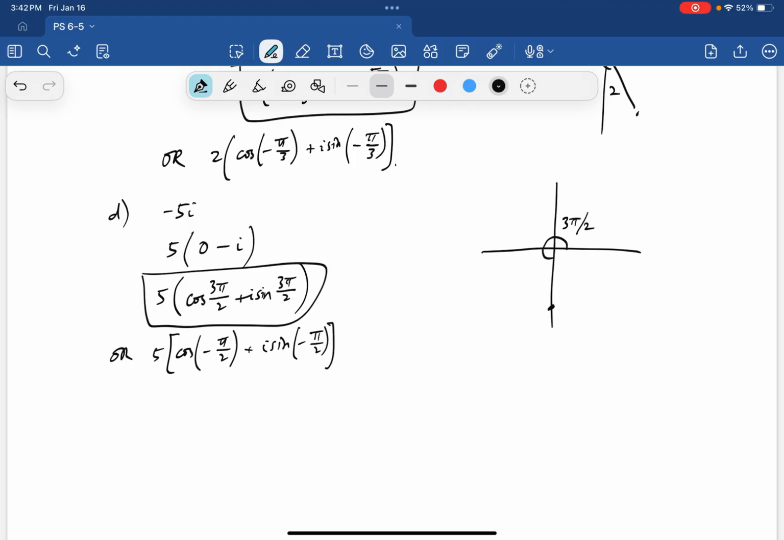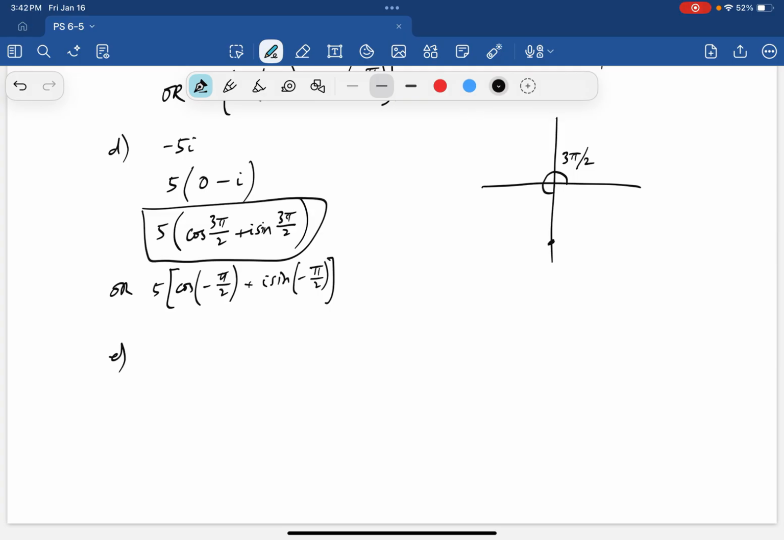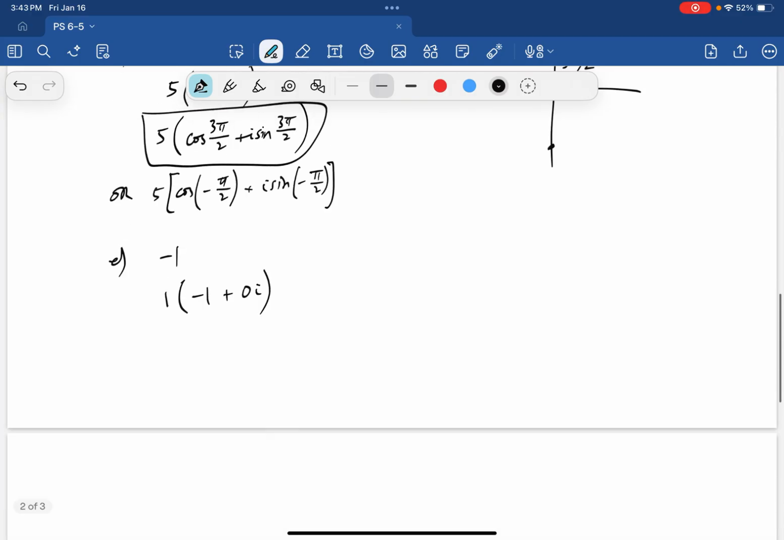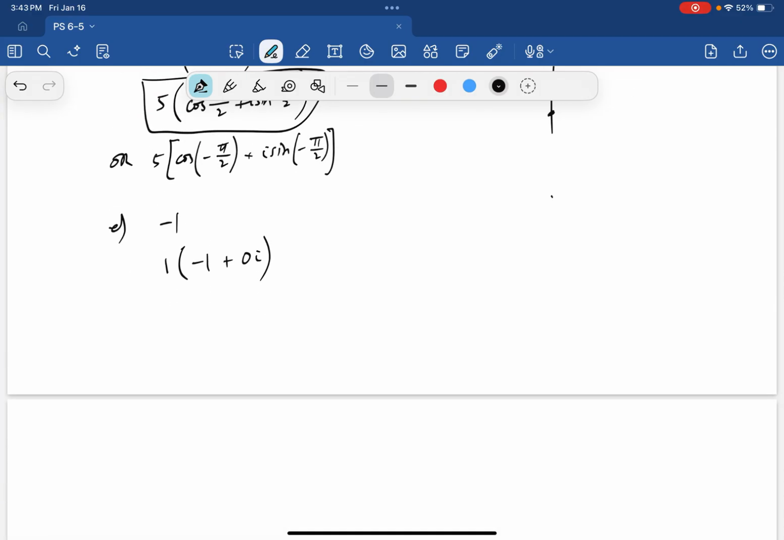Question E. Negative 1. Okay, remember, that's also a complex number. And we're going to factor out the magnitude of negative 1, which is 1. So this becomes 1 times negative 1, and then plus 0i. That's implied, right? And so if we were to plot this, we would be right here, and that's an angle of pi. And so this would correspond to cosine pi plus i sine pi.